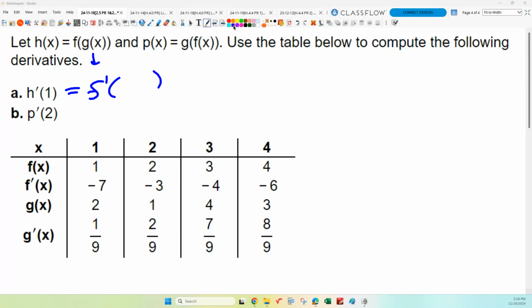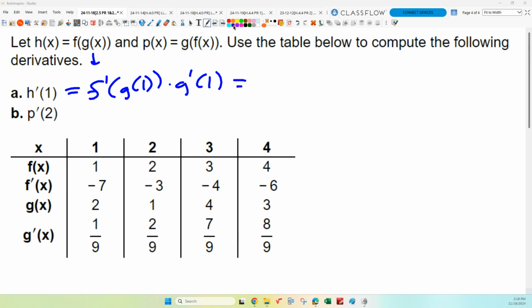g of 1, right? f prime of g of 1 times g prime of 1, right? If h prime of x is f prime of g of x times g prime of x, then h prime of 1 is f prime of g of 1 times g prime of 1. Okay, does that make sense? And then I just need to find that stuff from the table.